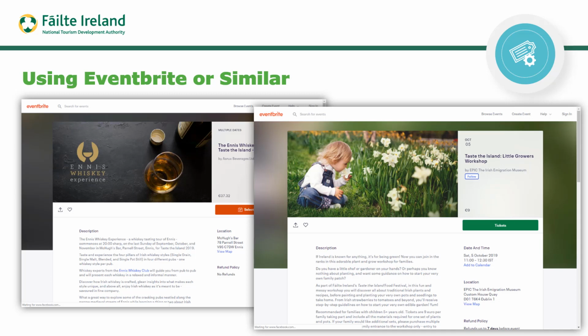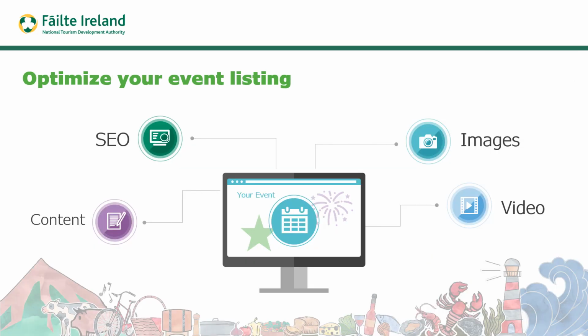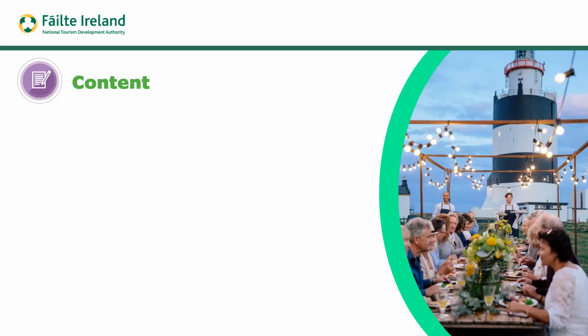Now, you want to optimize your event listing. So you want to create good content. When I say SEO, I'm talking about search engine optimization. That just means you want it to appear high up on Google. You want to have good imagery and video. So let's start off with the content side.